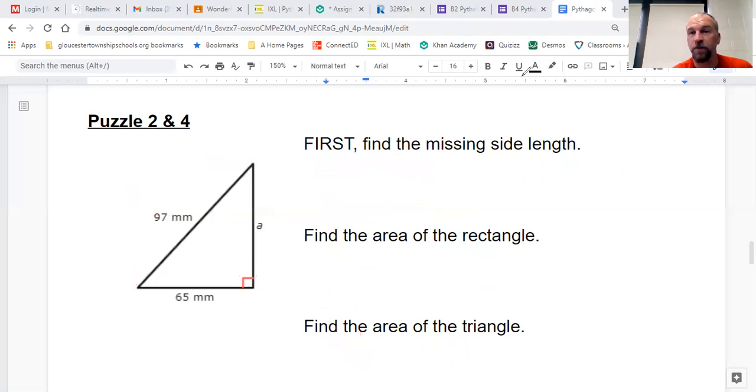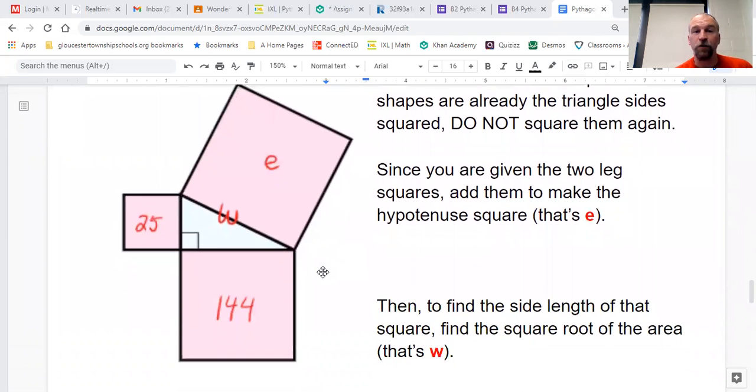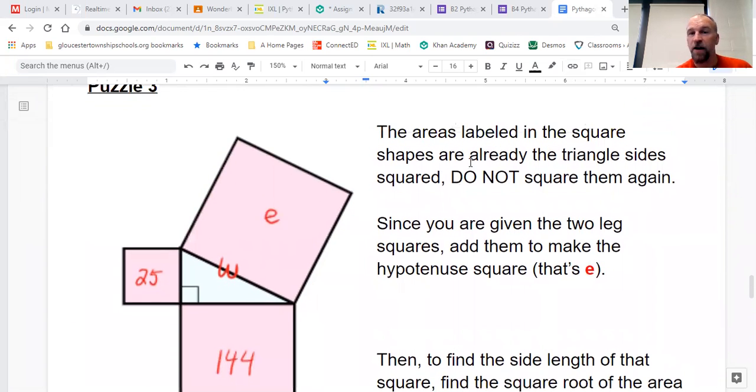You'll see those problems. Puzzle 3 was the monster. Puzzle 3 is where everybody had a hard time. Puzzle 3 was the visual representation, the squares. These two numbers, this 25 and this 144, I wrote right here. The areas labeled in the squares are already the triangle sides squared. Do not square them again.